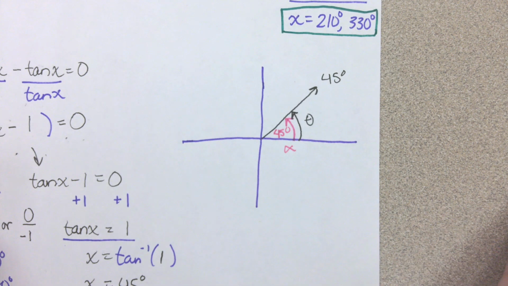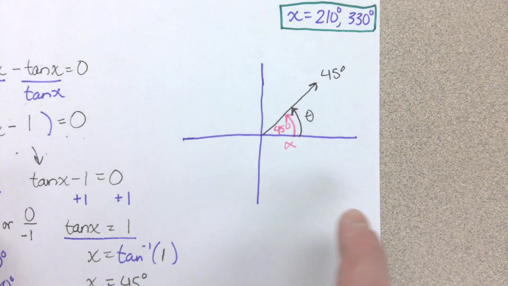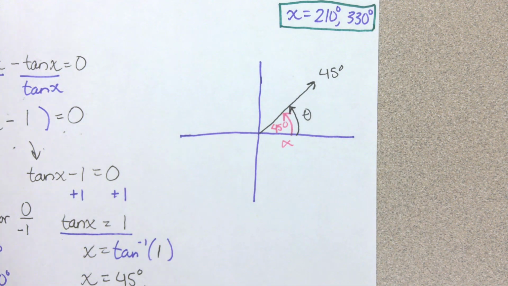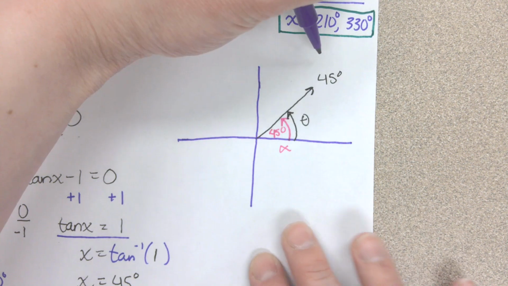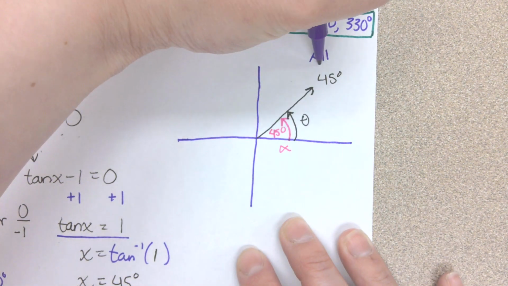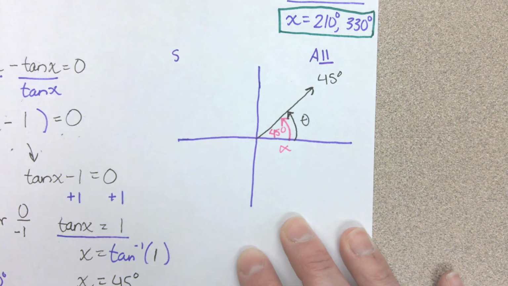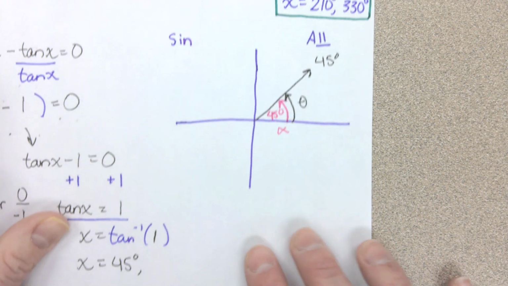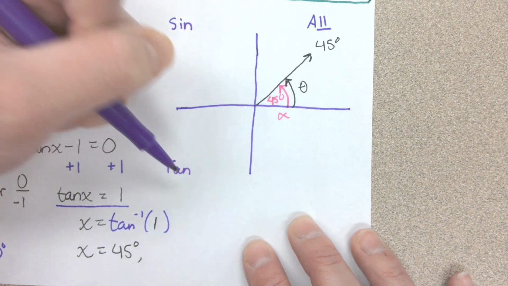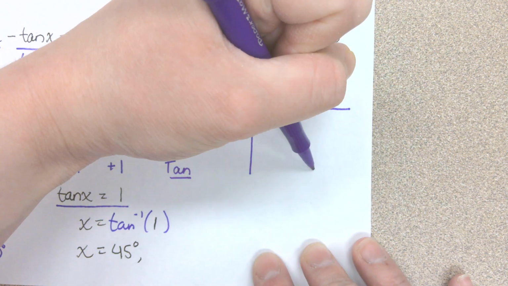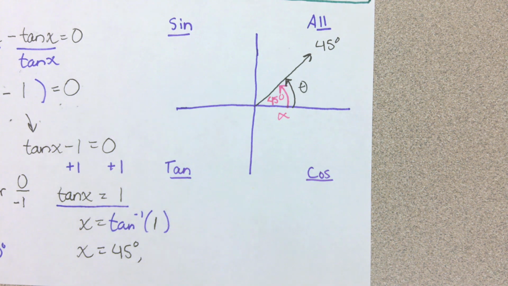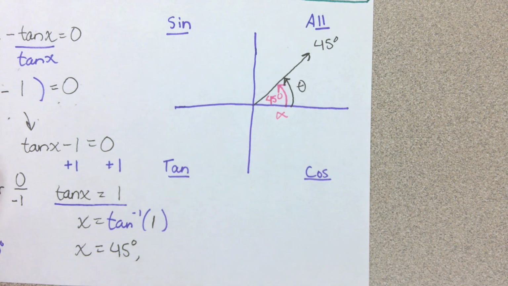There was an acronym to help you remember where the functions were positive and negative for the 4 quadrants. Does anyone remember that acronym? Yes. All, S for students represents sine, T as in tangent, and then C for calculus for cosine. Most of us know it as All Students Take Calculus. You might have learned All Students Think College, depends on your teacher. But this tells you where the functions specifically are positive.